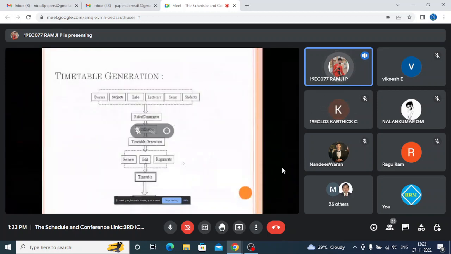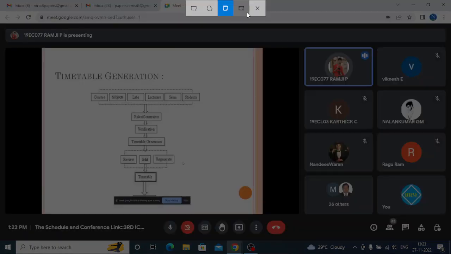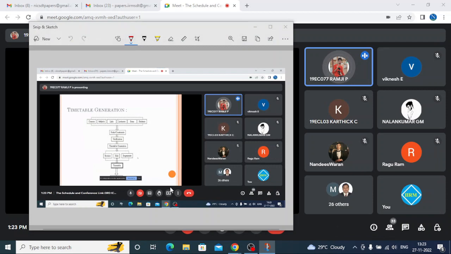As I already said, we have to give the input as the courses, subjects, labs, lecturers, and students. Then the rules and constraints: if a lab is required, we need to put the lab continuously for 4 hours. And if we need to put any subject continuously for 2 hours, we have to give the rules and the constraints in the tab.